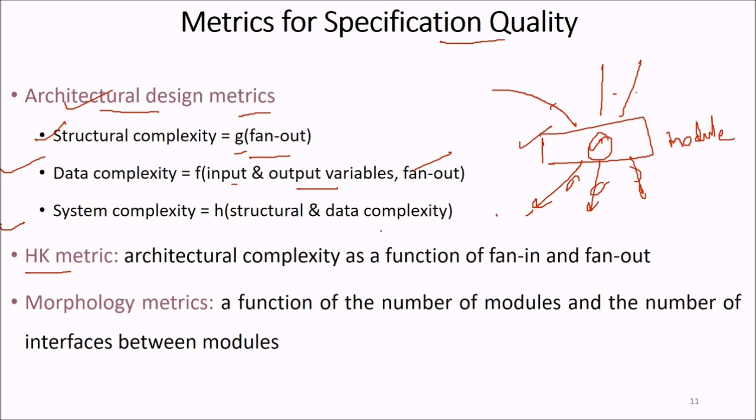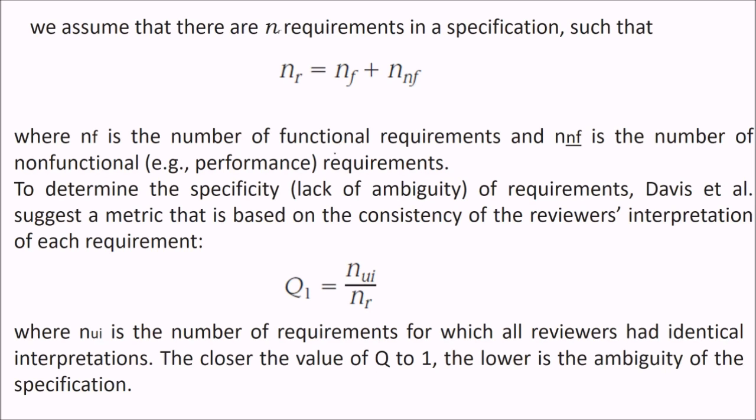Then the morphology metric. This is a function of the number of modules and the number of interfaces between the modules. So the number of modules and the interfaces: this is the morphology metric. So we assume that there are, say, NR requirements in the specification, such that NR is NF plus NNF. What this means is the NR requirement is the sum of functional requirements and non-functional requirements. Functional are the exact functionality which is required. Non-functional requirements are like performance, ease of use, usability, maintainability. All these are non-functional requirements.